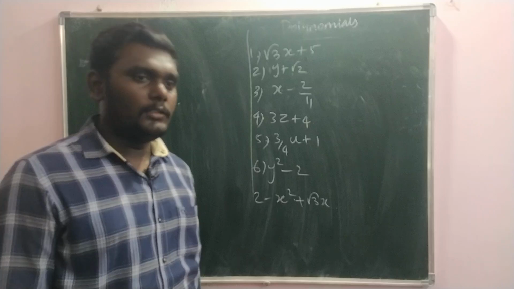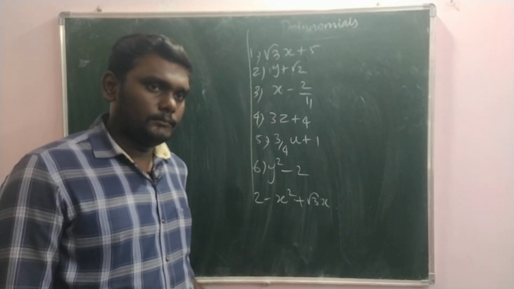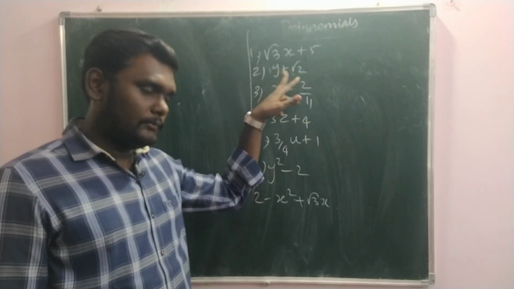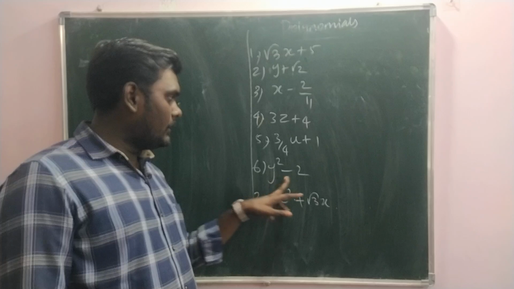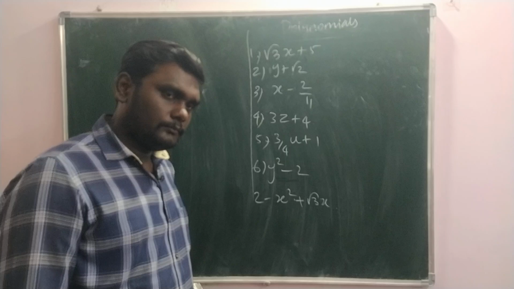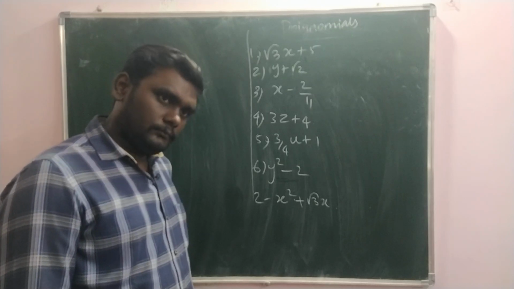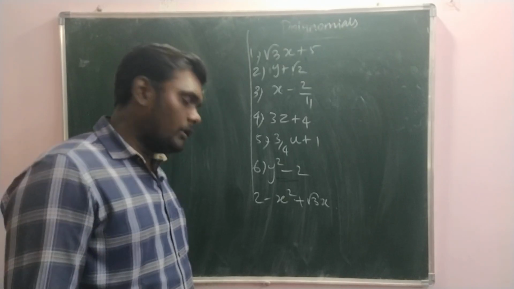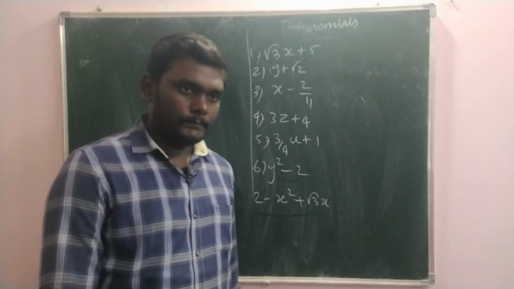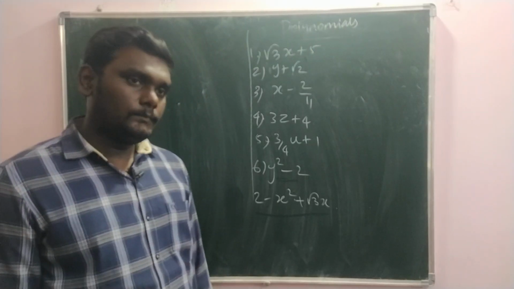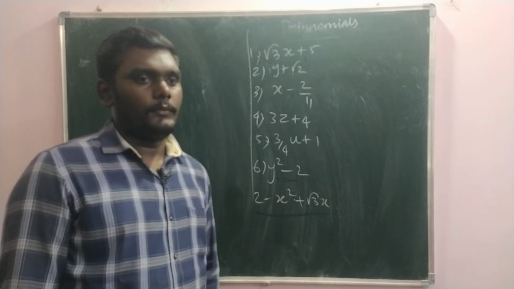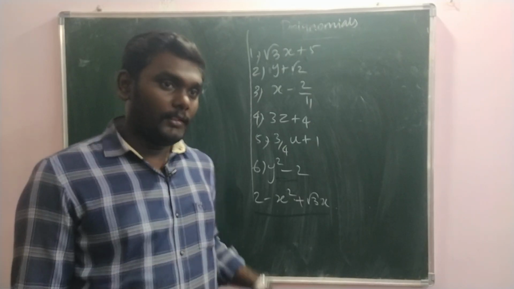Linear polynomial. Okay. Based on terms, binomial. And then this is also linear polynomial and binomial. And then look at this. All are polynomials only. This one: quadratic polynomial based on degree, based on terms, binomial. This is based on degree and then based on terms, trinomial. 3 terms are there.